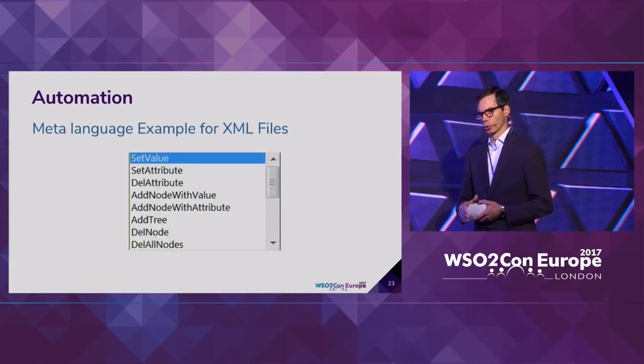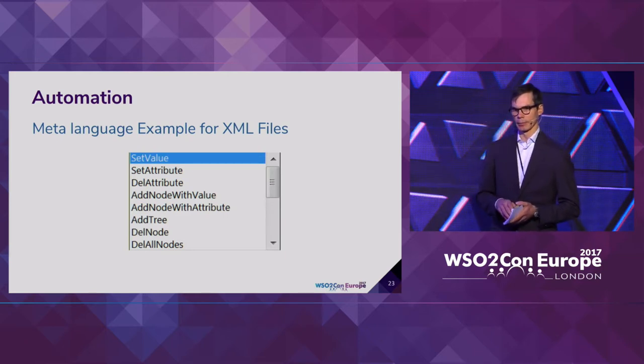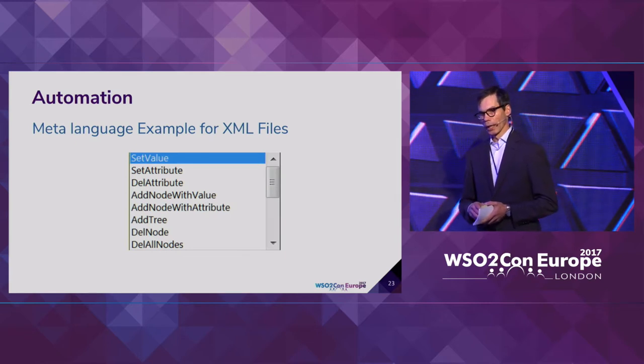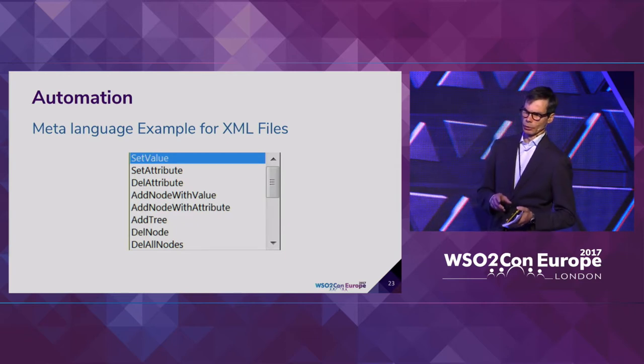I promised you to tell a little bit more about the meta language. And here you see one for the XML. You can just click on one field, and then you get a pull-down menu in the Excel. So what you can do is you can set values, set an attribute, and so on. You can delete nodes. And this is in a really easy way. You just click on it and say which node. It's done. You only need to fill up 2 columns, that's it.